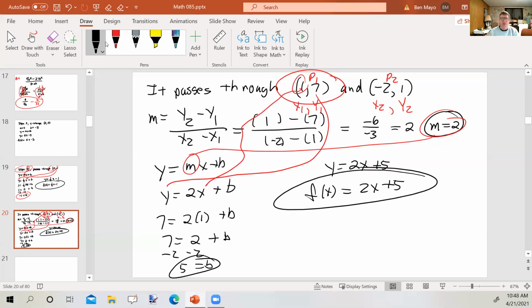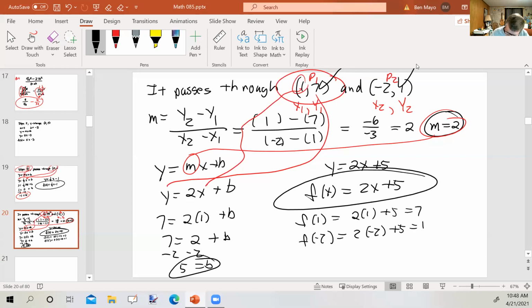Let's go back and let's check our work. Let's take both of those points, the original points that were given, and plug them in. Let's see. (1, 7). F of 1 equals 2 times 1 plus 5 equals 7. So that one checks. (-2, 1). F of negative 2 equals 2 times negative 2 plus 5, which is 1. So that one checks. So both of them check.